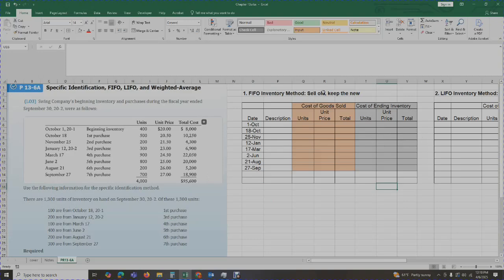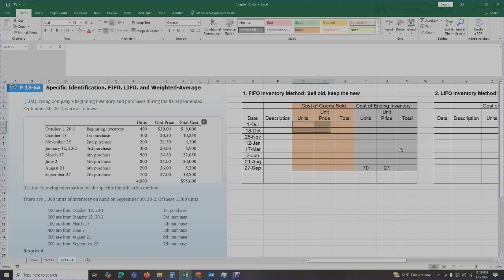Using the FIFO method, I sell the old, I keep the new. So we need to know that we're keeping the newest. When I am looking at the cost of the ending inventory, I'm keeping my newest 1,300 units, the units that we have on hand. Which units would that be? October is my oldest inventory. September is my newest inventory. If I'm keeping my newest, then I'm going to keep those 700 units, and we paid $27 a piece.